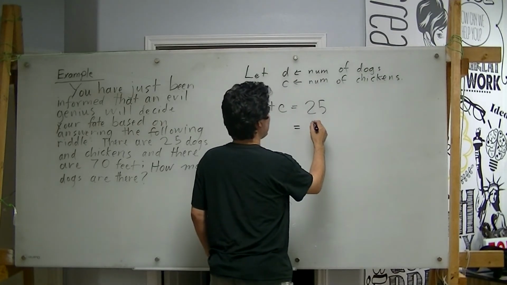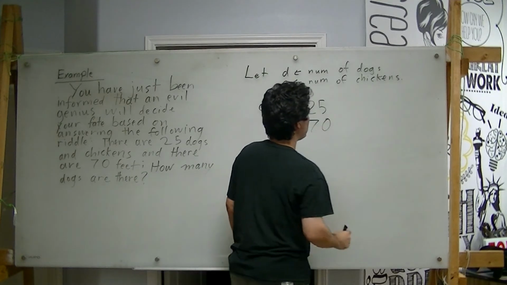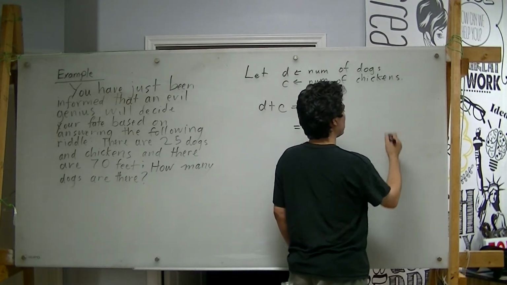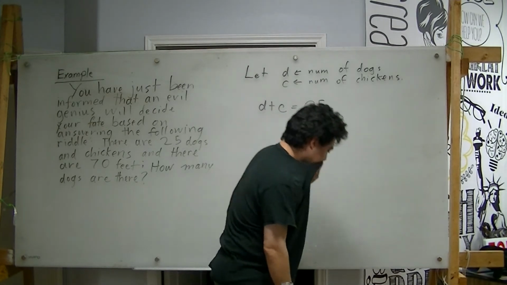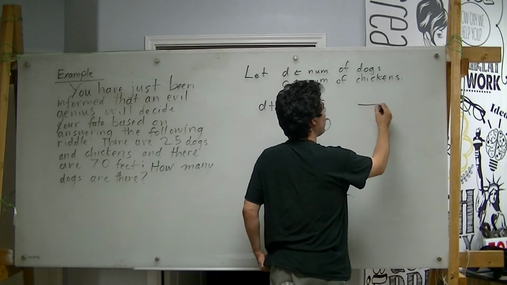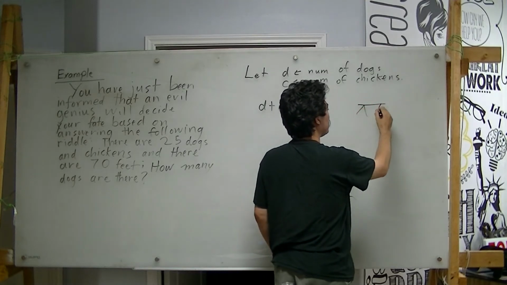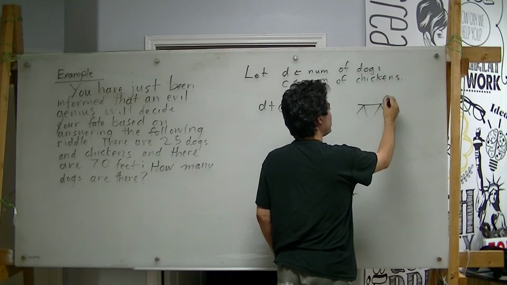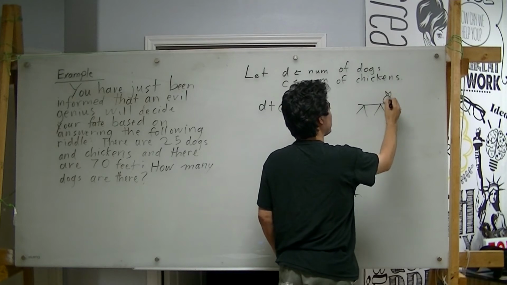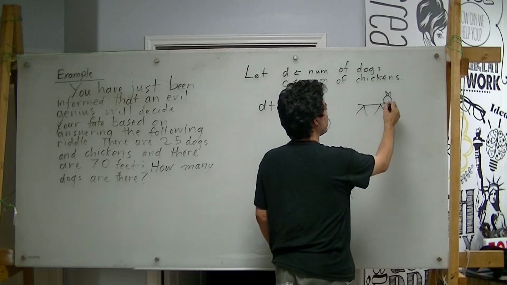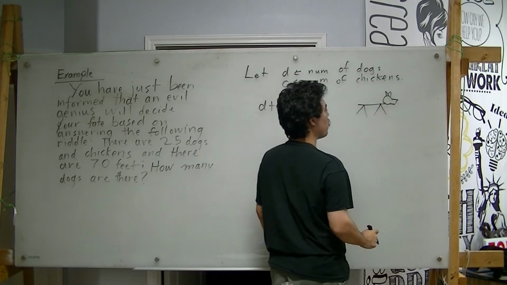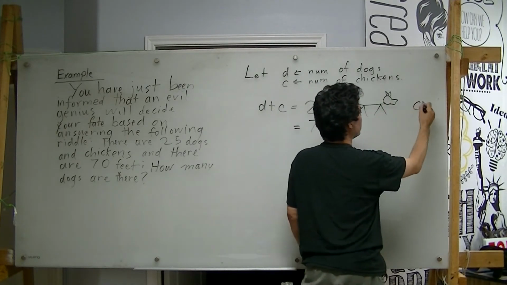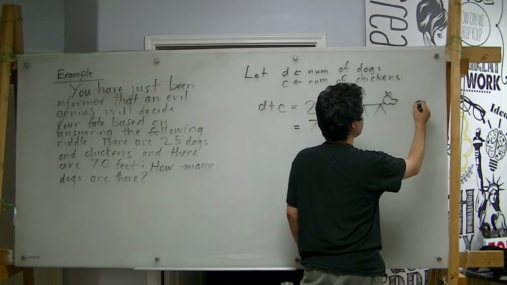But now we need to think about what the other equation is going to be. We know that we're going to have feet here. We're going to have 70 of them. Now, all of you know that a dog has 4 legs. So this is our dogs, you see? They're like this. Maybe something like that. Arf, arf. And we have our chickens here with 2 legs. Something like this.